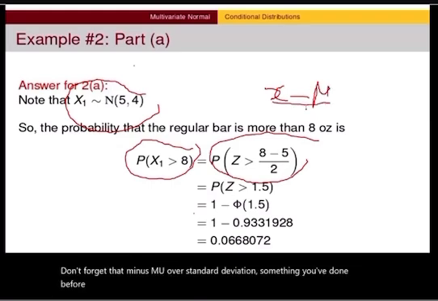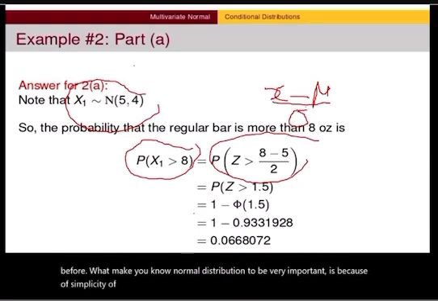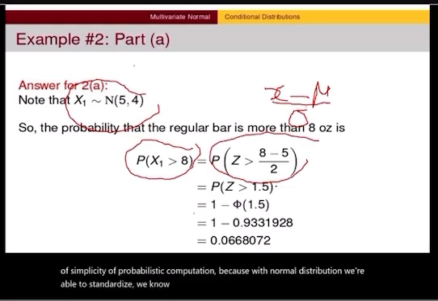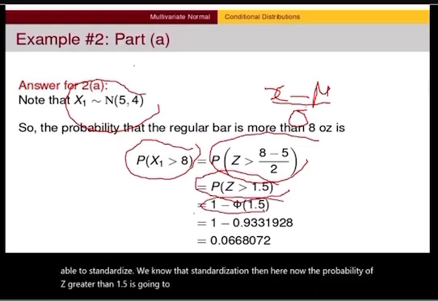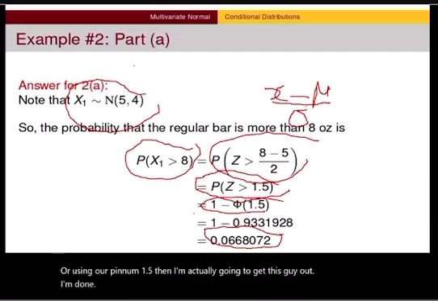What makes normal distribution very important is because of simplicity of probabilistic computation, because with normal distribution we're able to standardize. Then here now, the probability of Z greater than 1.5 is going to be 1 minus that. I can check that from the table or using R, pnorm of 1.5. Then I'm actually going to get this out. I'm done. But that is easy, right?